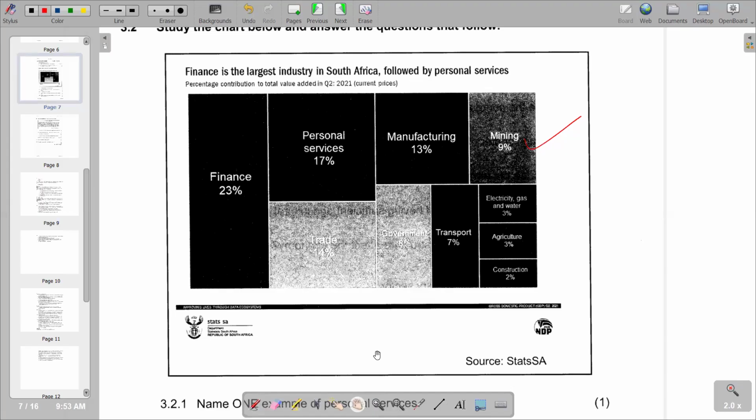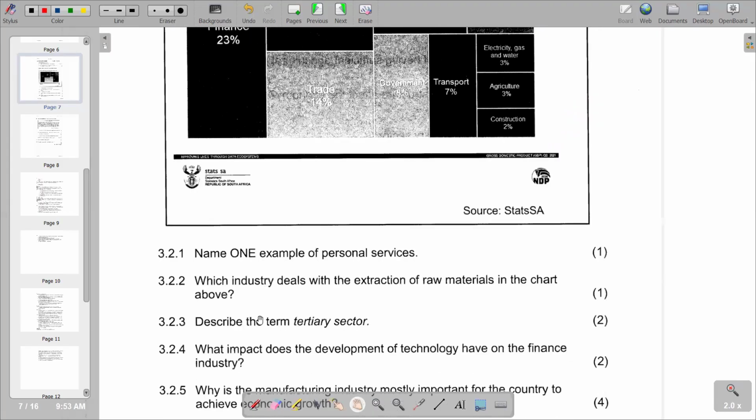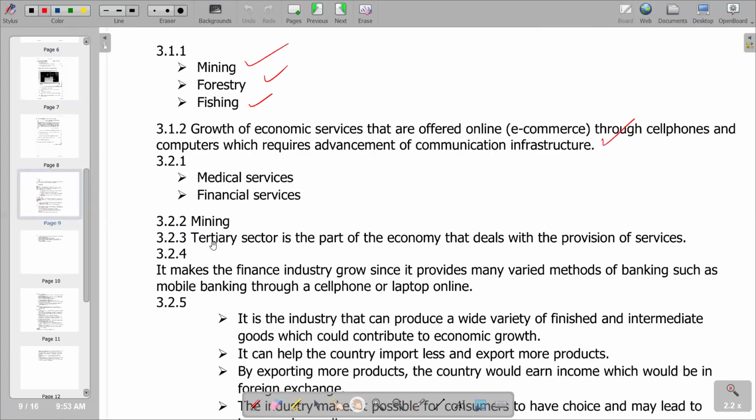So move on to the next question. Describe the term tertiary sector. So the tertiary sector is the part of the economy that deals with the provision of services.